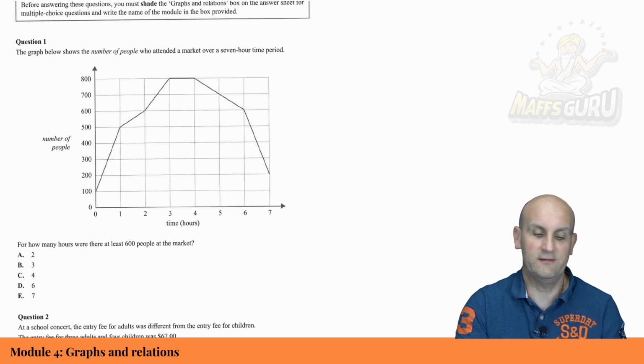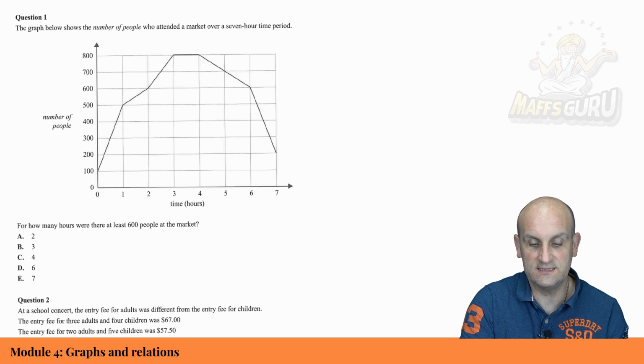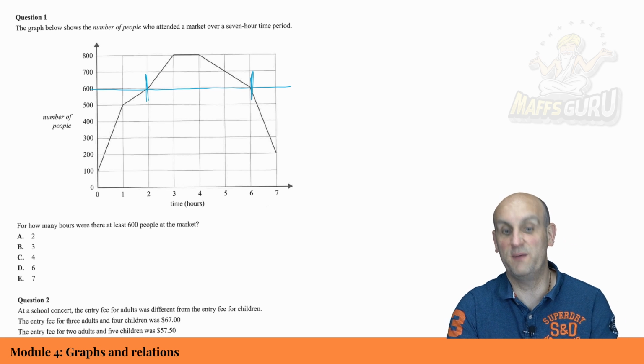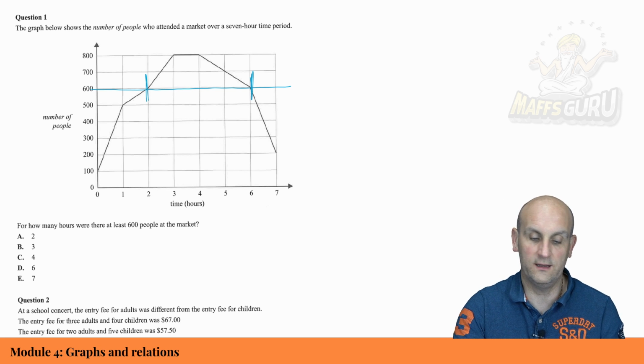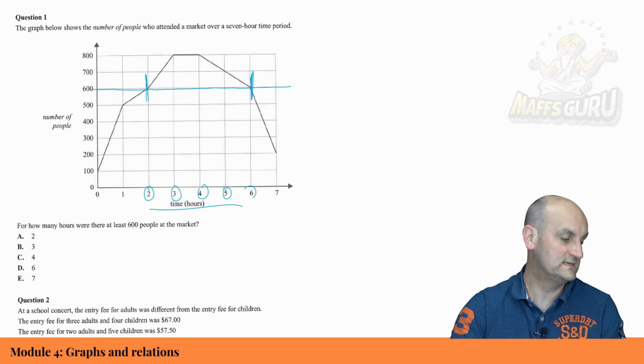How many hours were there? At least 600 people. What I did was I drew a line along at 600 and it wanted to basically find how many people were above that line or how long people were above that line. So 2, 3, 4, 5, 6. So to go from 2 hours to 6 hours is 4 hours. C was my correct answer.